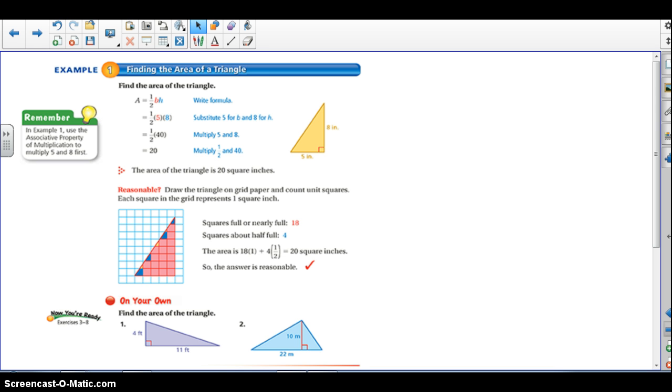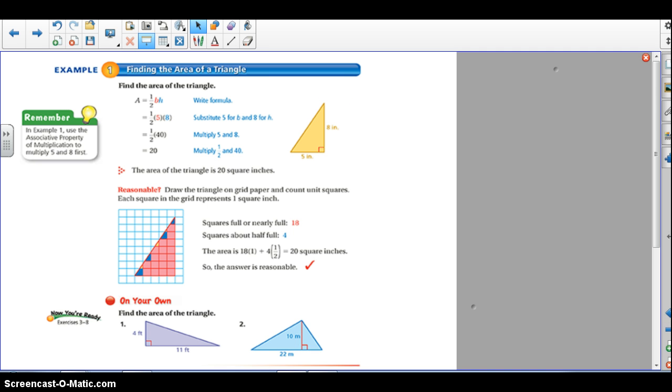Now, this is a good way to check your answer. Is this answer reasonable? Obviously it is, because it is the same as the exact answer.